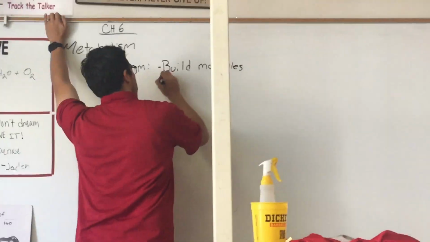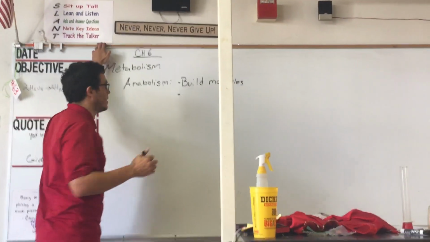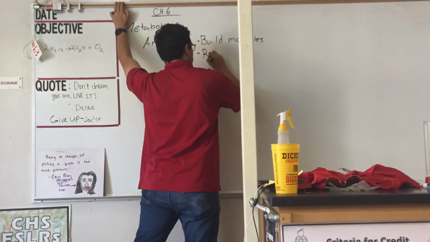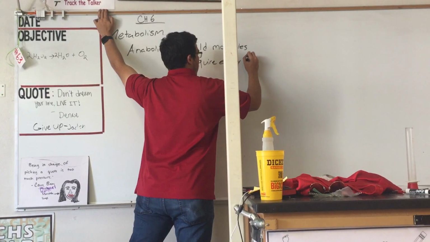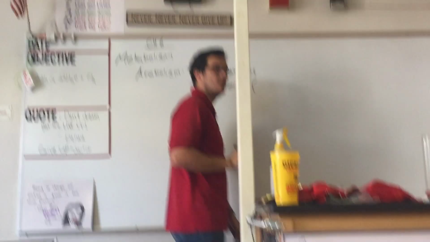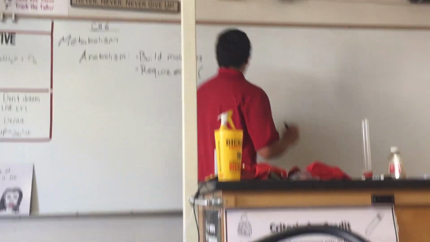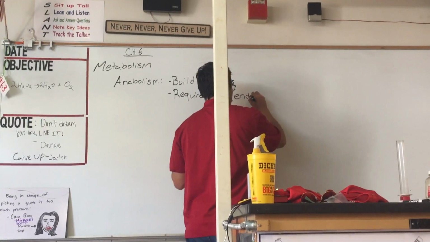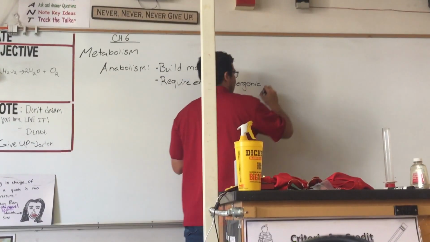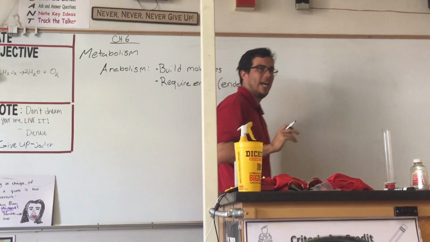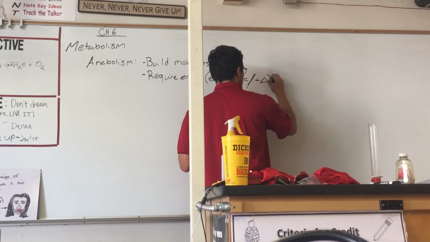If I'm building a molecule, does it require energy or do I get energy off? If I'm building something, it requires energy. Alright, so this is going to require energy. If it requires energy, do you remember what we called it? A chemical reaction that requires energy is called endergonic, because energy must be consumed. That's why it's requiring it. It's endergonic, and what kind of a delta G does it have? It's got a positive delta G.